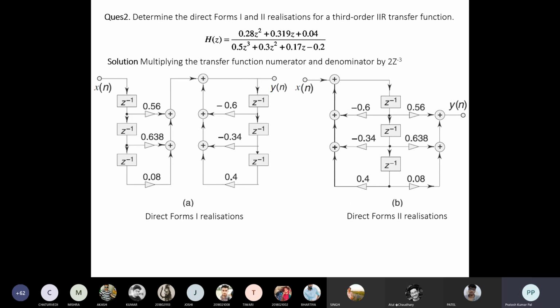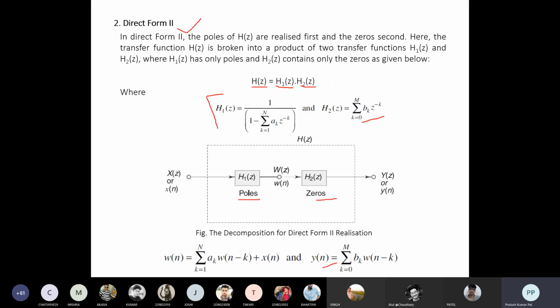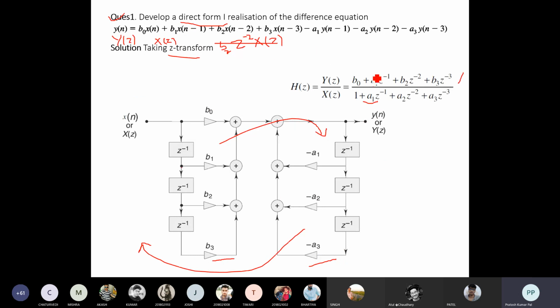Based on that we will see an example of how the direct form 1 and direct form 2 realizations can be done for a third order IIR transfer function. Third order means we have z to the power 3. To realize this in terms of z to the power negative, we have to write the generalized transfer function in terms of this.